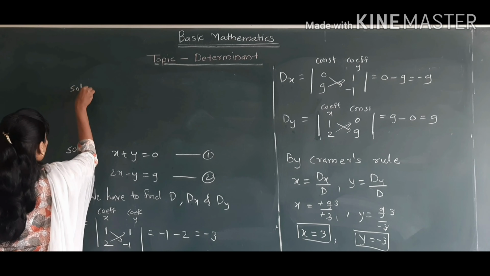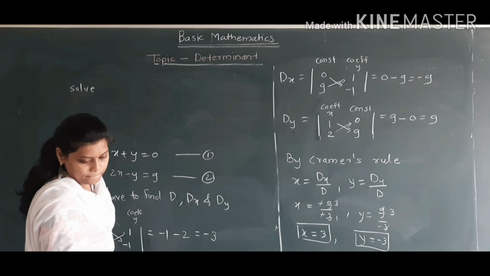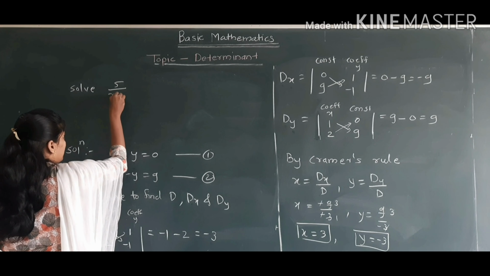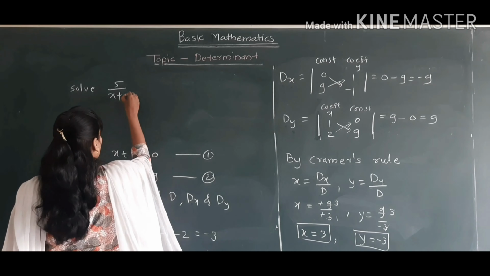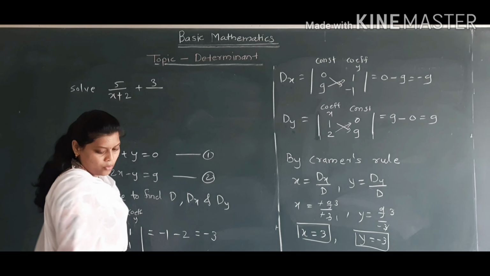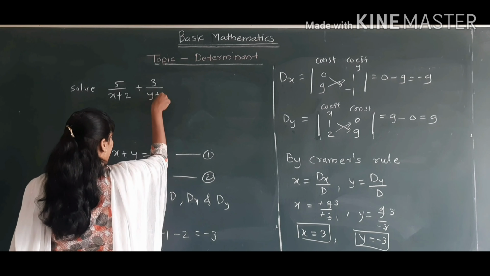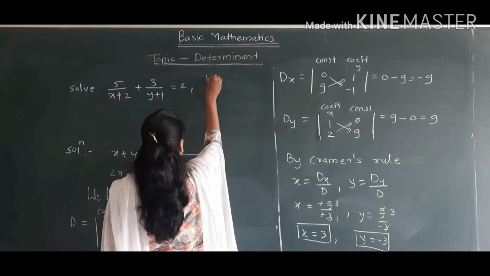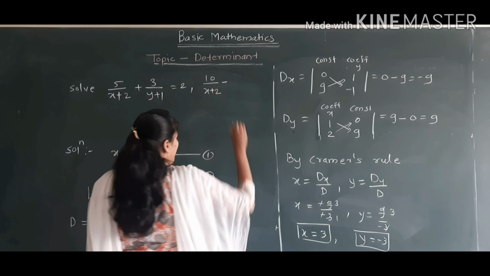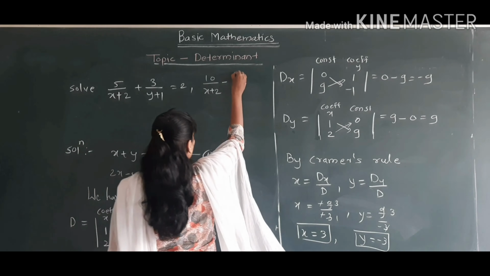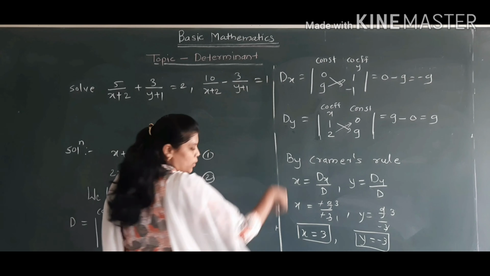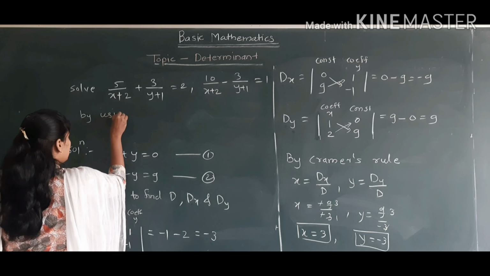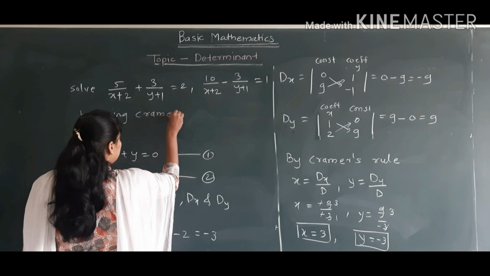Next example. Solve 5 upon x plus 2 plus 3 upon y plus 1 is equal to 2, and 10 upon x plus 2 minus 3 upon y plus 1 is equal to 1, by using Cramer's rule.